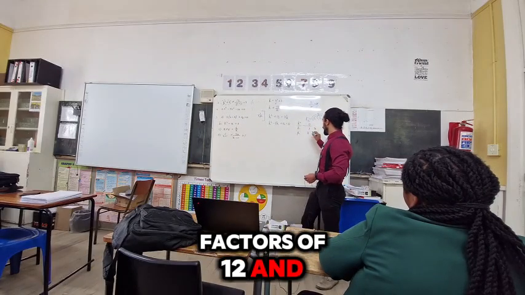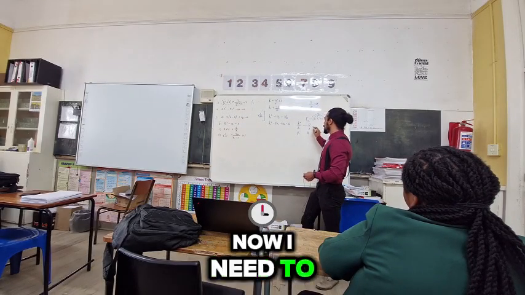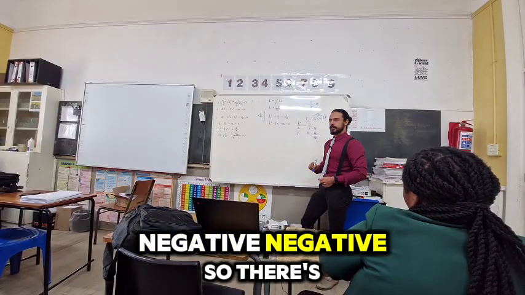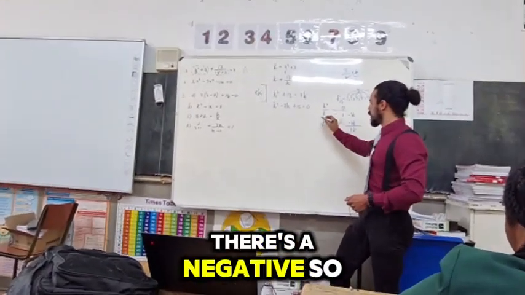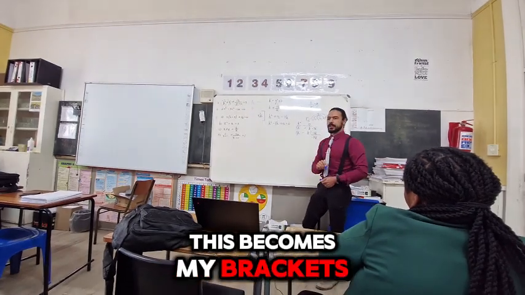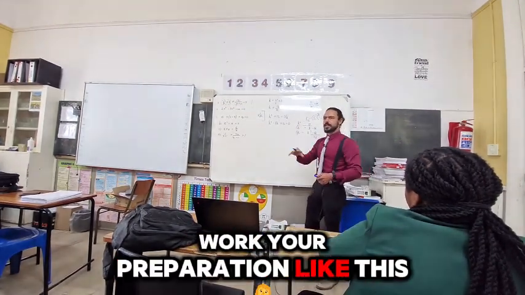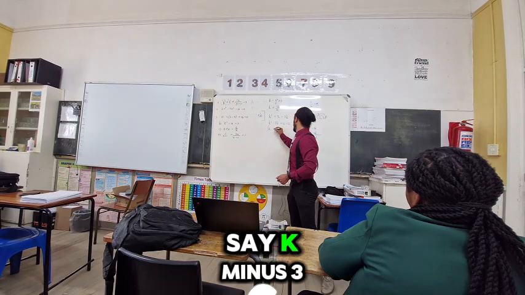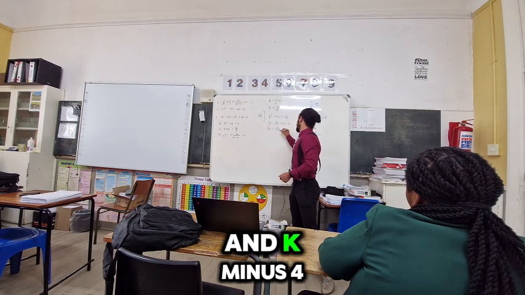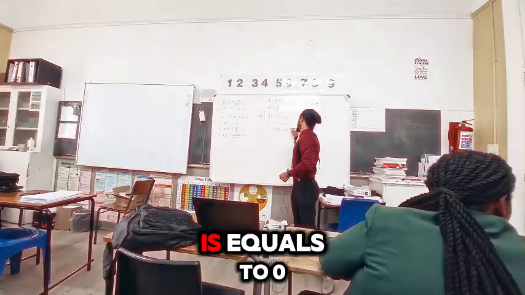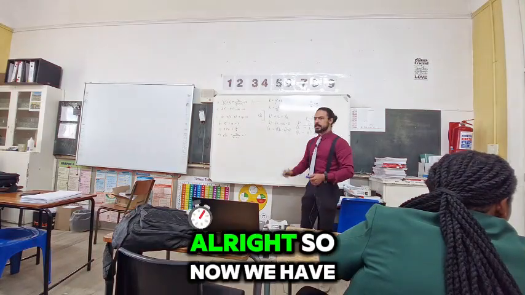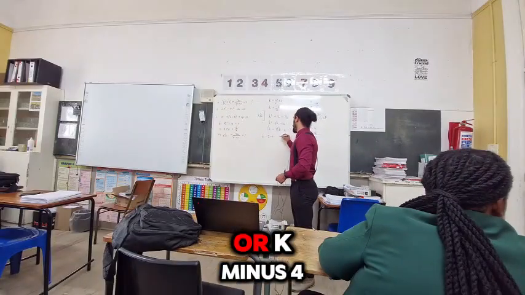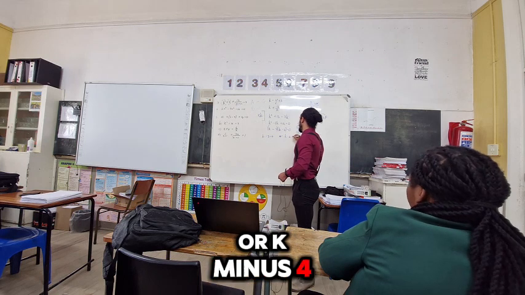Factors of 12. And now I need to do what with this to get to negative 7K? Negative, negative. So there's a negative. So this becomes my brackets. When you do your preparation like this, grade 10 basics, it's quite easy. So now I can say K minus 3 and K minus 4 equals 0. So now we can say K minus 3 equals 0, or K minus 4 equals 0.